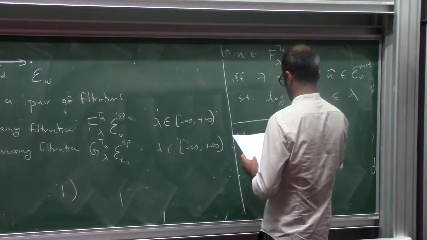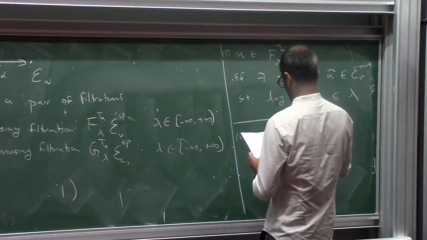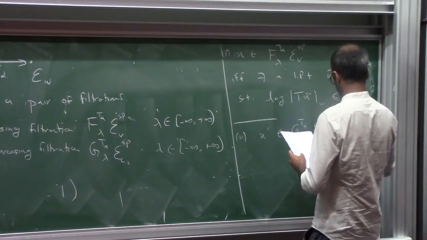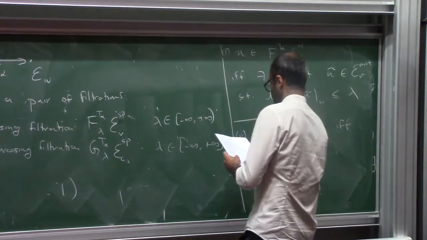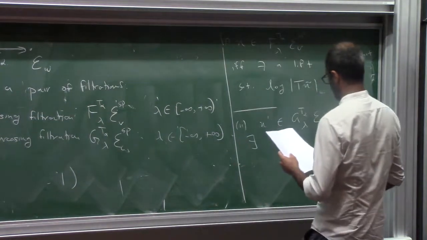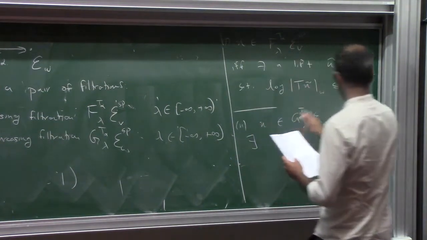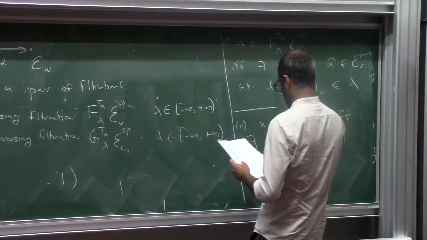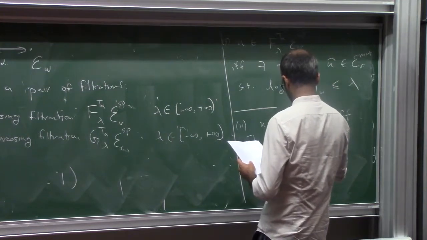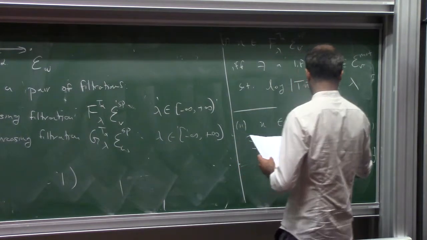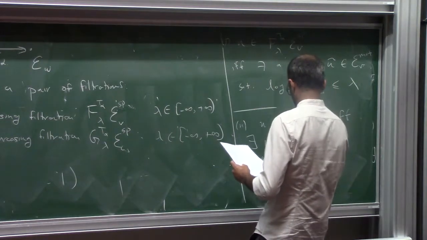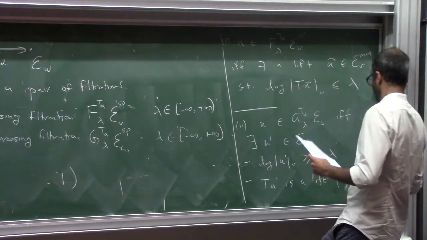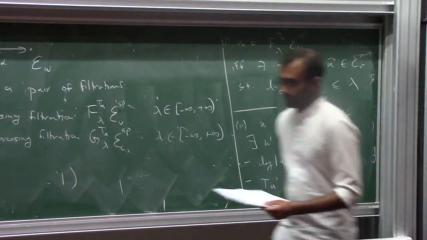U prime is in G T alpha lambda piece of EW if and only if there exists U in G T alpha lambda of EW if and only if there exists U prime in EV with the logarithm whose size is controlled, so logarithm of U prime of V is bigger than or equal to minus lambda, and TU prime is a lift of U. So this is some sort of generalization.